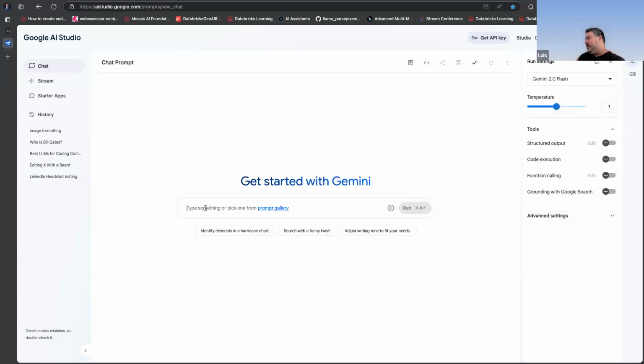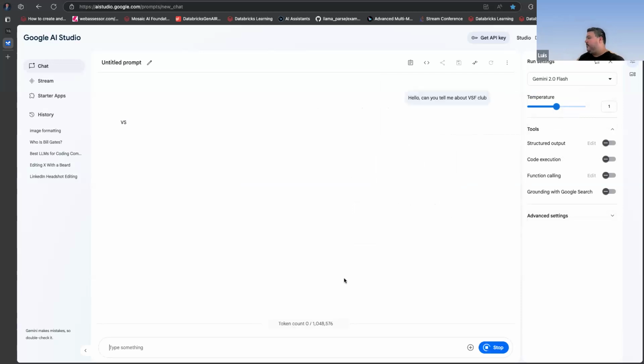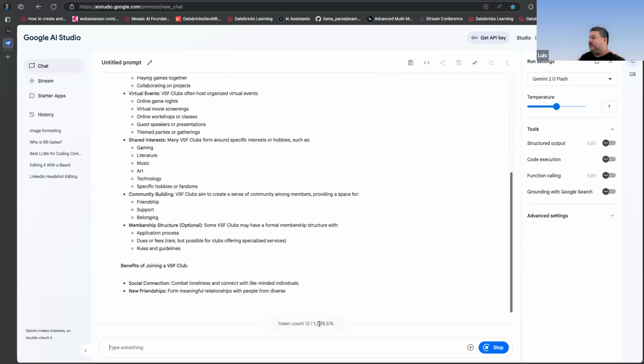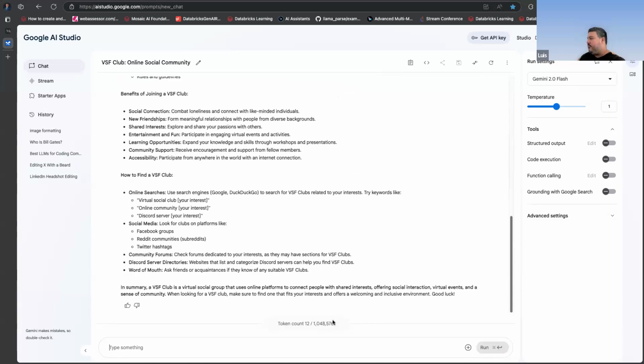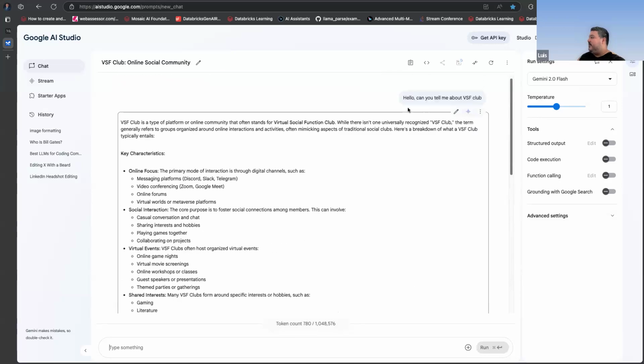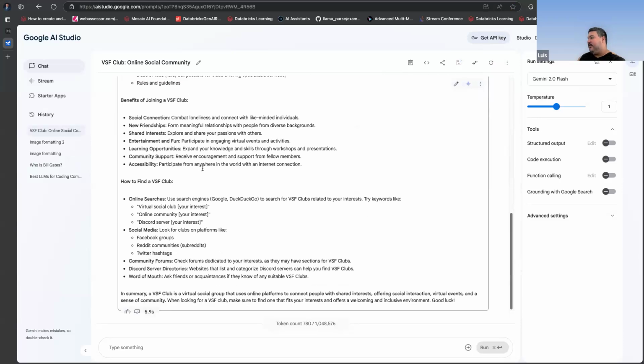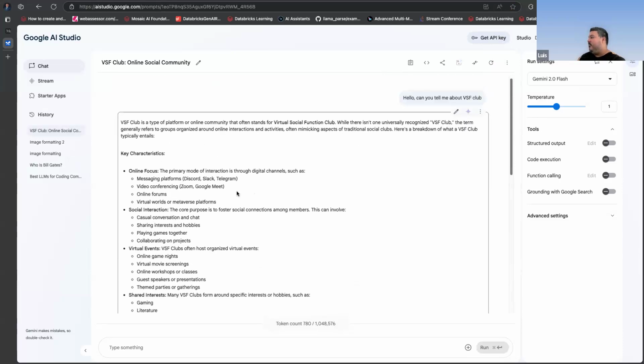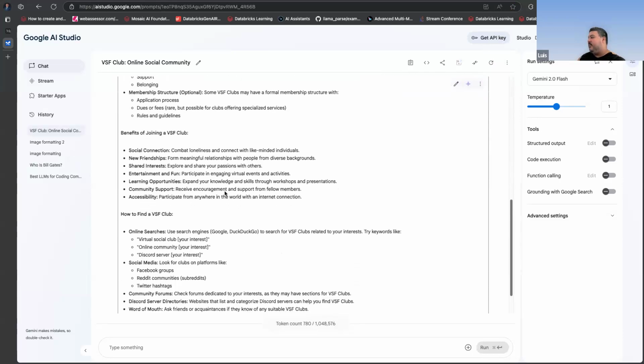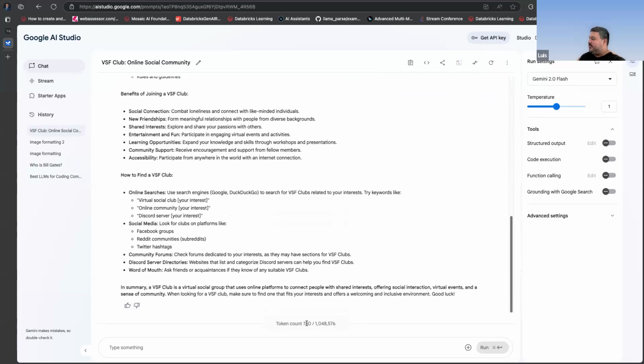So when I start here and I ask a simple question on 2.0 Flash and say, hello, can you tell me about VSF Club? And I run this. You can see here at the bottom, it's going to tell me something about token count. The token count it's going to give me is 12 tokens from that top part that you saw before, which was my input tokens. Now, without this huge output that it just finally gave me, it gave me a bunch of information about VSF Club, and although it wasn't right, it still gave me a response. And because it gave me a response, it was a total of 780 tokens.